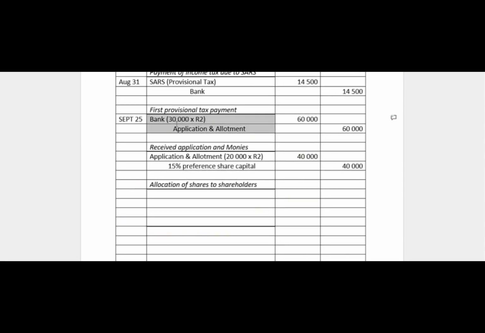So when you narrate, this is allocation of shares to shareholders. Allocation of shares to shareholders, right? You have allocated. Now remember, they've applied for 30 and you have allocated 20. That's what you can allocate because you're out of stock now, because you had 100,000 number of shares. You issued 80 last year. Now you are remaining with 20. And then the other 10 that you cannot allocate, you refund, right?